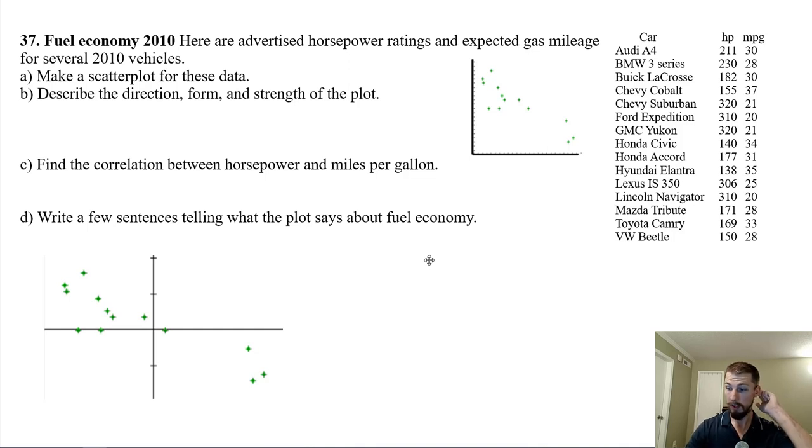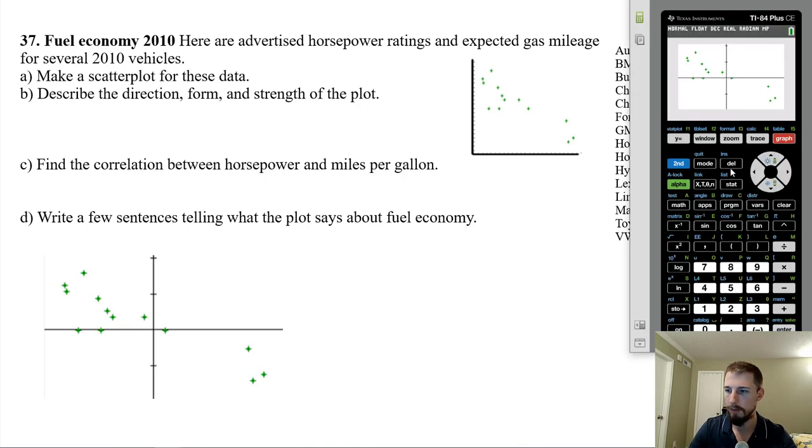All right, 20 minutes. That's not too bad considering we went over some really important stuff. Let's go ahead and start on 37. So you're going to need your graphing calculator if you'll get that out for me. So here are the advertised horsepower ratings and expected gas mileage for several 2010 vehicles. Make a scatter plot for these data. So here's the data over here on the right. You have it on your piece of paper, so I don't have to worry about covering it up.